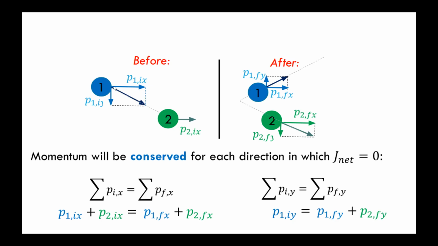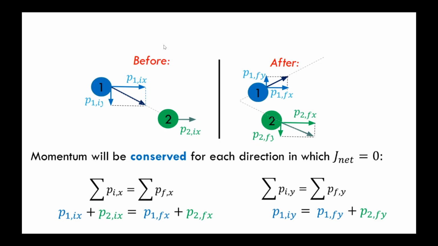We need to resolve 2-dimensional vectors into their x and y components in order to look at the momentum in each dimension separately, right? Just like velocity and acceleration and displacement, the x and y components of those vectors are independent of each other. They don't influence each other. The same is true for momentum. So in each direction where the net impulse is equal to 0, momentum is conserved.